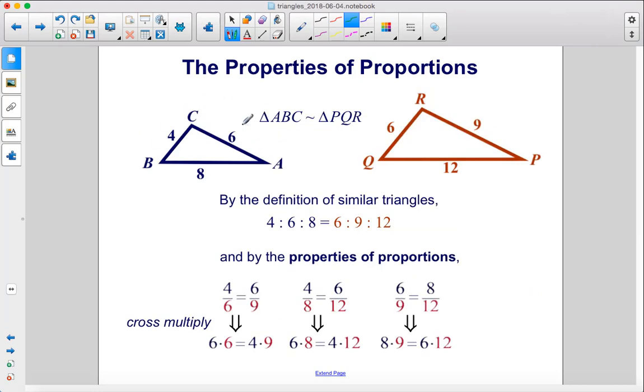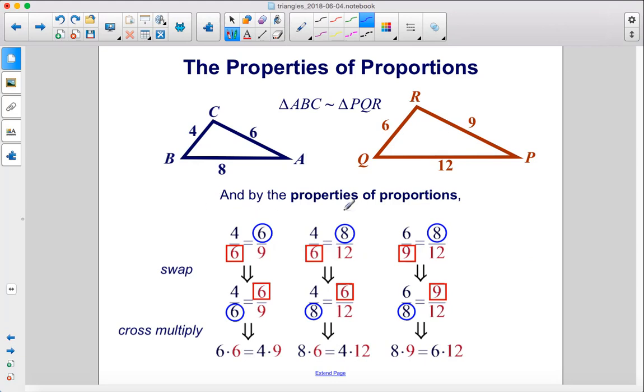All right, so here are two similar triangles with the measures of the sides listed. By definition of similar triangles, 4 is to 6 is to 8 equals 6 is to 9 is to 12. So we can say that 4 over 6 equals 6 over 9. We can also write 4 over 8 equals 6 over 12. We also know that 6 over 9 equals 8 over 12. So these are all the proportions we can set up.